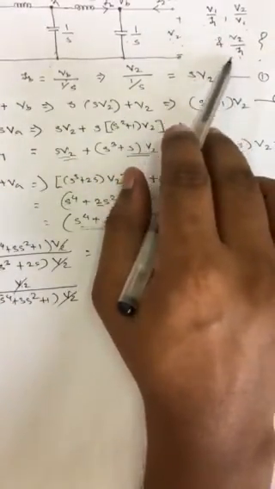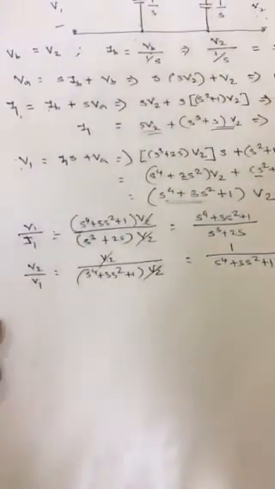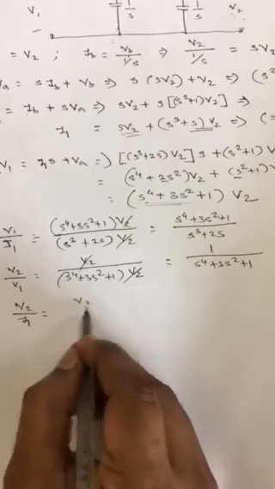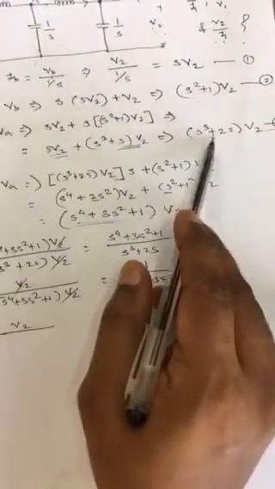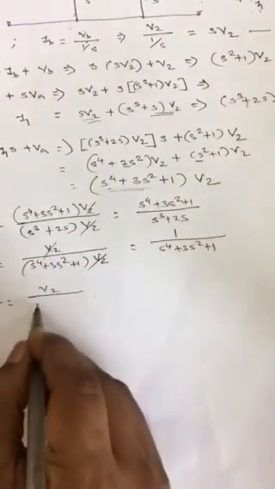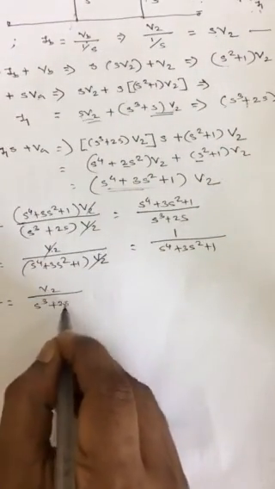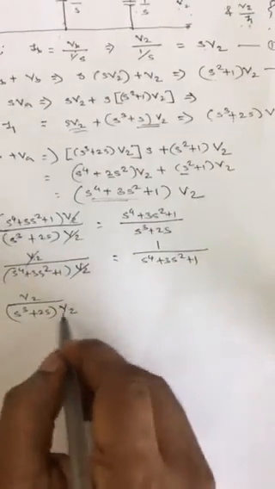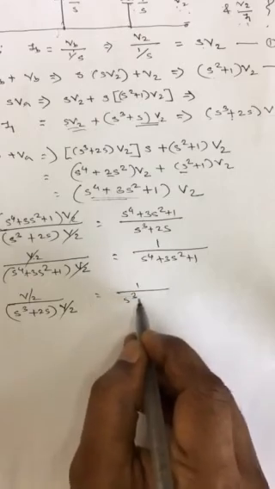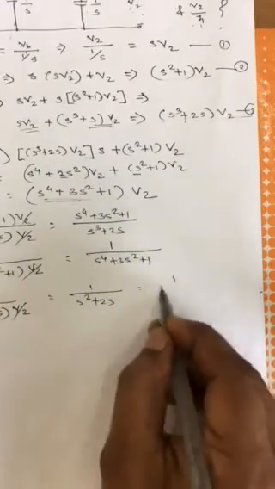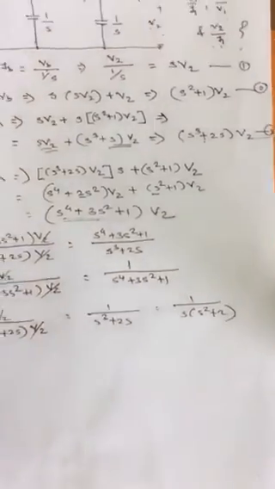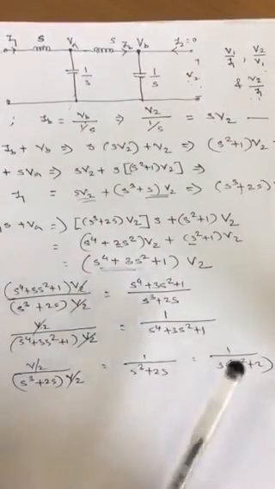Now next one is V2 by I1. V2 divided by I1, this is I1, S cube plus 2S into V2. V2 will get cancelled and it will be 1 upon S cube plus 2S, or I can take S common and get 1 upon S into S square plus 2. Okay, so this is how we can solve the ladder network.